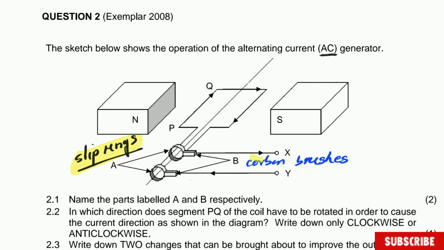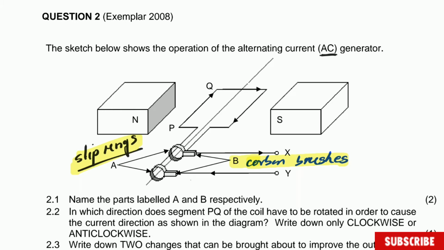Carbon brushes. Those are the two parts, A and B, that they are speaking about. In which direction does the segment PQ on the coil have to rotate in order to cause the current direction as shown in the diagram? Write down clockwise or anti-clockwise. The current is going from P to Q.